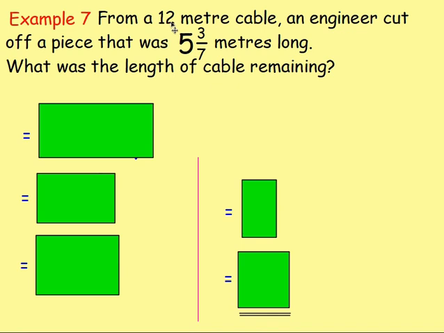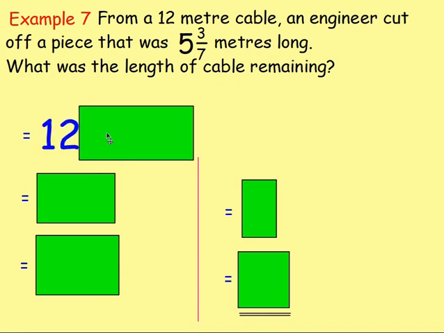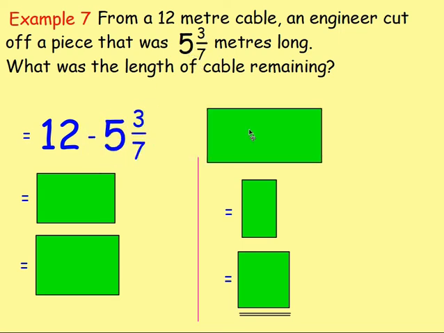So we know for this one, we have a 12-metre cable. So we've got the 12, and we're wanting to cut off the 5 3/7, so that is what we are taking away. There are different ways to do this, so if you're doing it a different way, that's absolutely fine, as long as you are still getting the right answer and you're showing what you're doing.